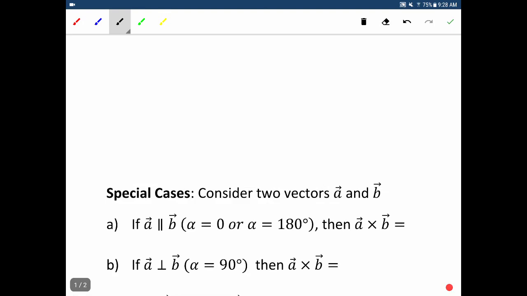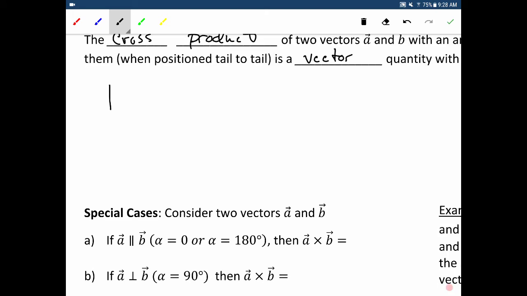So first of all, the magnitude. So the magnitude of A cross B, and that's how we write it, is just your traditional multiplication symbol, or a cross product because it's a cross, is equal to the magnitude of A, the magnitude of B, and then we multiply by sine alpha. So that's the first one. We'll call that property A.